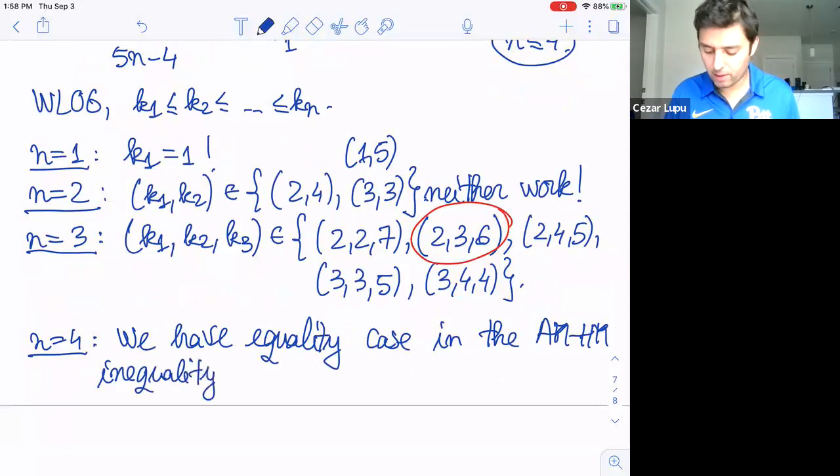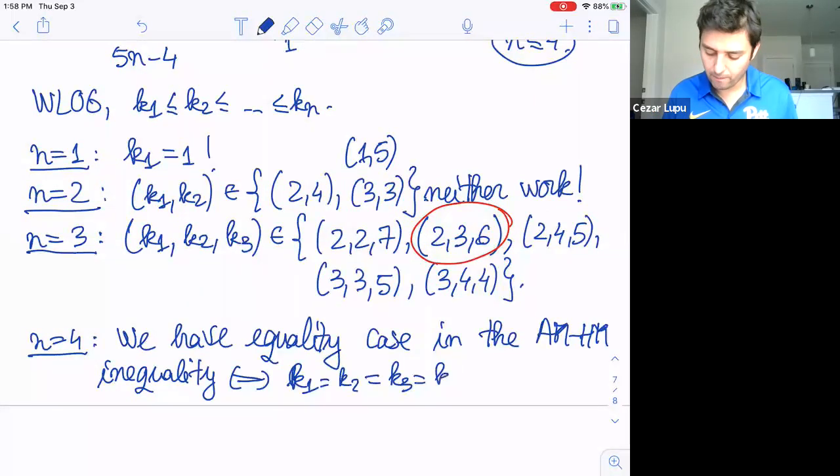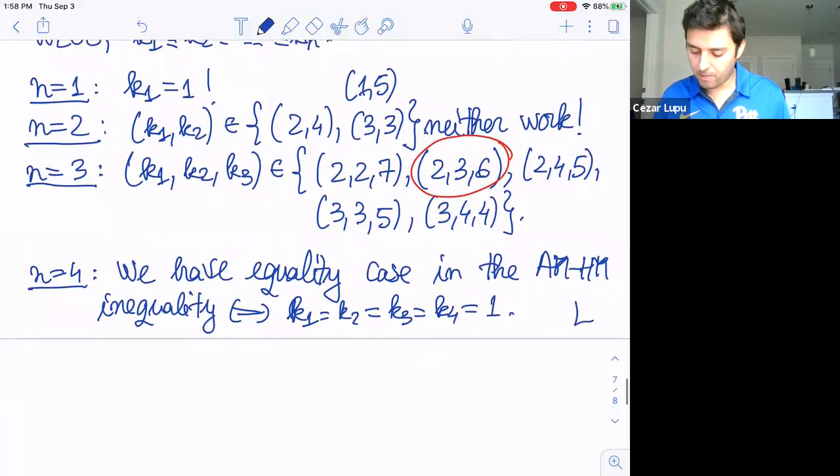So when do we have equality? This happens if and only if all of them, K1, K2 through K4, equal 1, right? And you'll see that these are the only cases that work. Anyway, that was the problem.